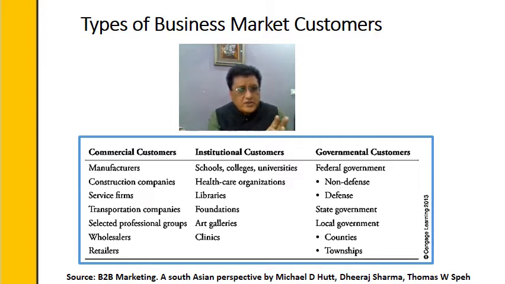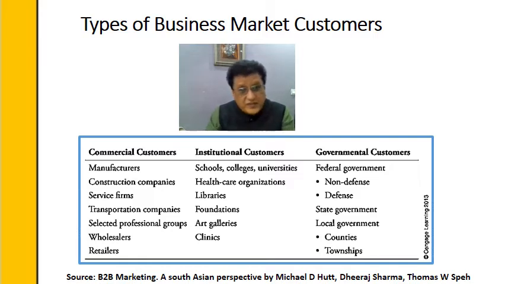So schools, colleges, universities. Now when you sell to schools, colleges, universities, there has to be a different kind of strategy. You will all agree with me. You cannot have the same marketing strategy for, let us say, selling to a Hindustan Unilever factory, or selling to Kendriya Vidyalaya Sangathan, okay, which runs all these central schools. So you need to have different kind of marketing strategies, tactics for this.